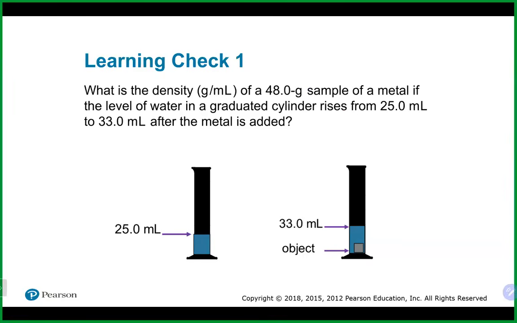All right, so what is the density of a 48 gram sample of metal where the cylinder rises from 25 to 33? So why don't you take a second there and calculate.